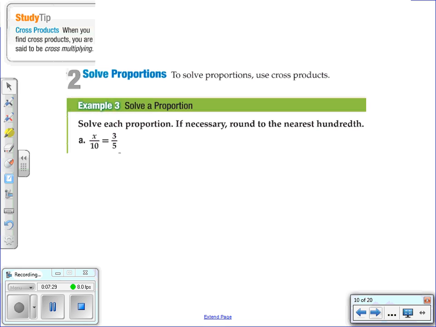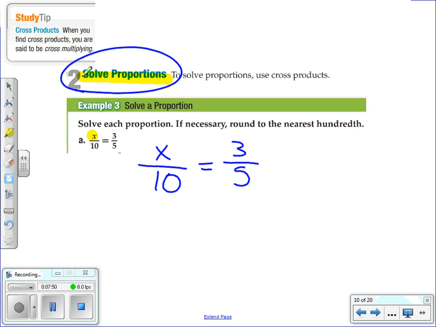Solving proportions. To solve a proportion means to find the variable that's inserted in two ratios set up as a proportion. So for instance, here we have x over 10 equals 3 over 5. To solve for x means to solve a proportion. So we will use the same method. We're going to use cross products.